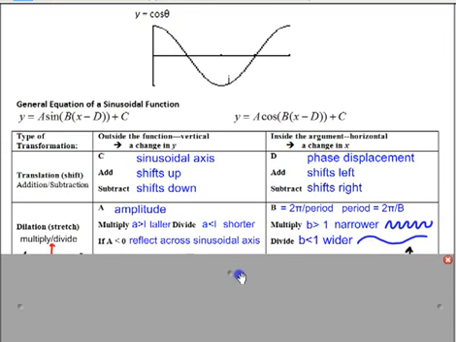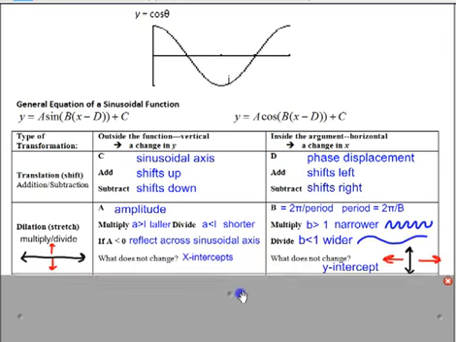Now when we look at the next two parameters, B and A, those are both multiplied. Outside the function, we have A. When we multiply by A, in other words, A is greater than 1, the amplitude increases, it becomes taller. So A is the amplitude of the graph. When we divide by A, or when A is multiplied by a number less than 1, the graph becomes shorter.